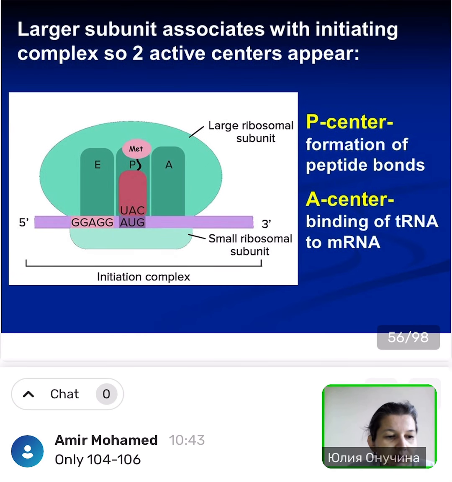P center is an important center for formation of peptide bonds. Acceptor center for binding of tRNA, next tRNA.